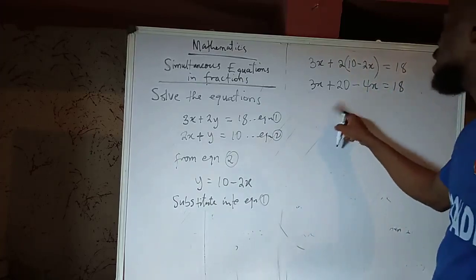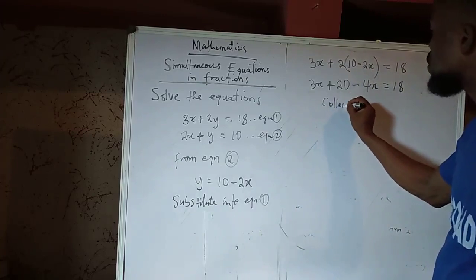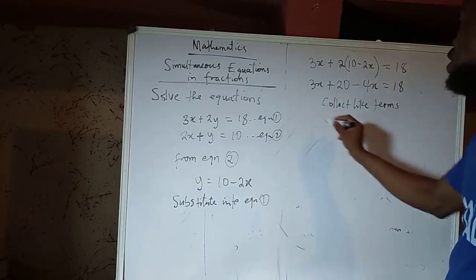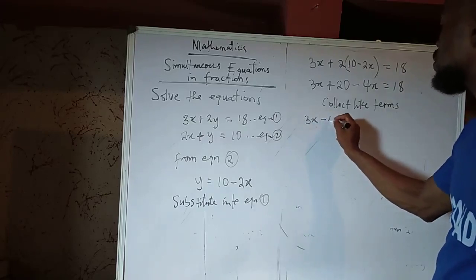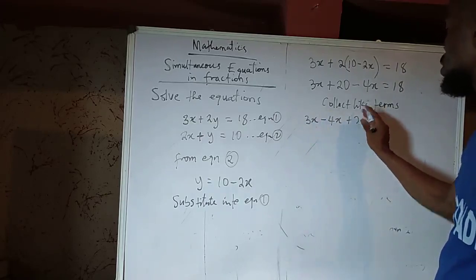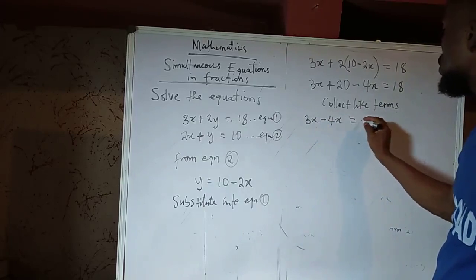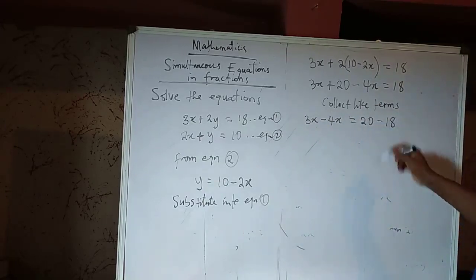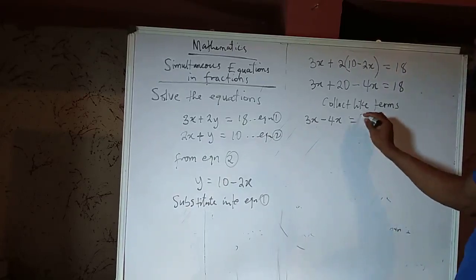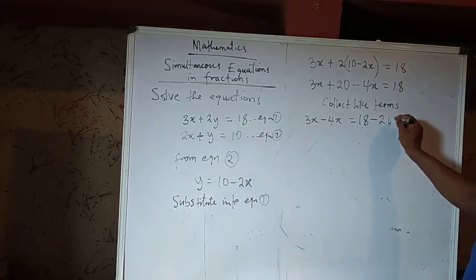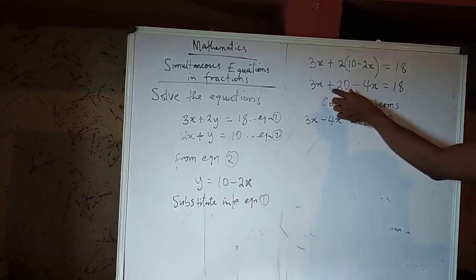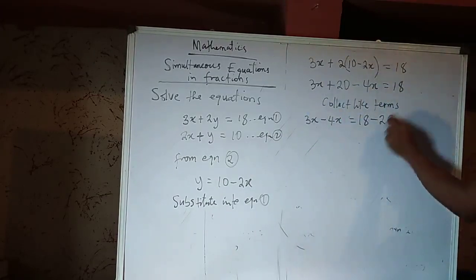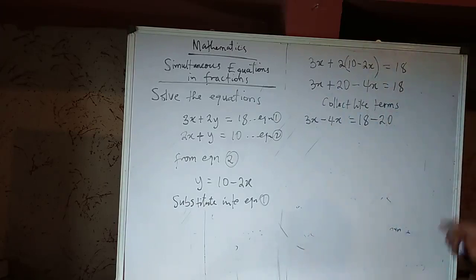So what will I do next? I'll collect like terms, so that I'll have 3x minus 4x equals 20 minus 8, equals 18 minus 20. Alright, so of course 18 is here like the landlord. So this guy coming over is going to take the negative sign and move the other way.